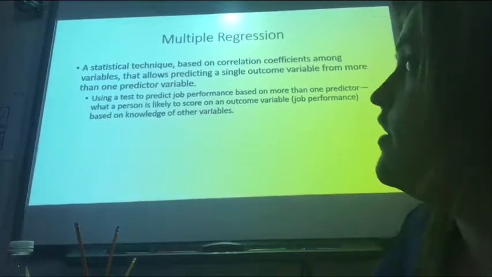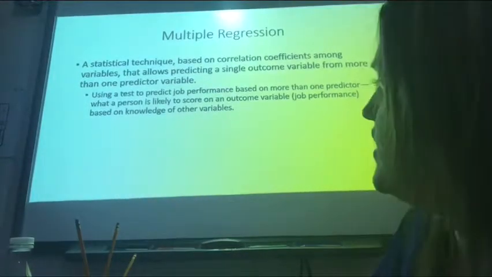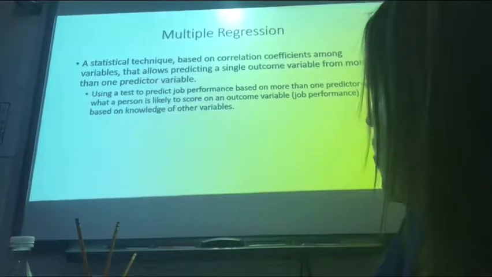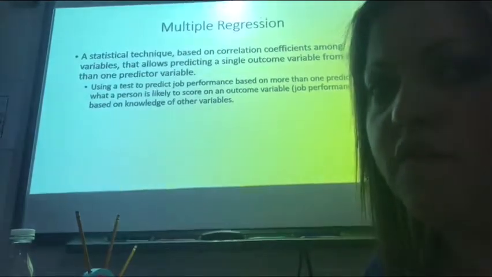So for example, you can use a test to predict job performance based on more than one predictor. What a person is likely to score on an outcome variable, which is their job performance, based on knowledge of other variables.